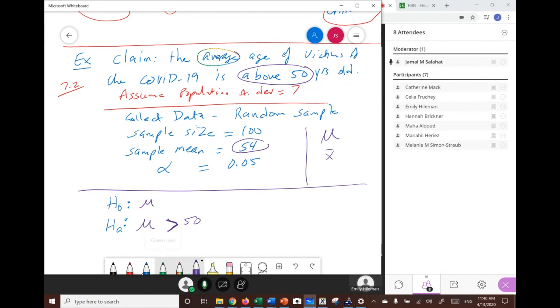And automatically the opposite of greater than is less than or equal, and we put 50. When we fill in the claim, we write the claim in the second one. So this is how we write H-naught and HA. Any questions about this?